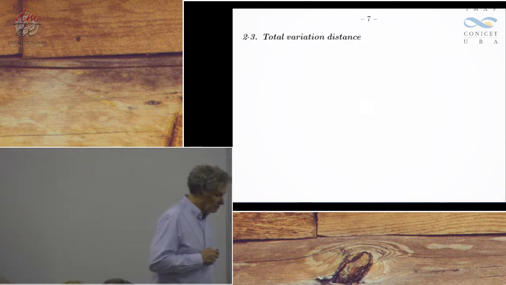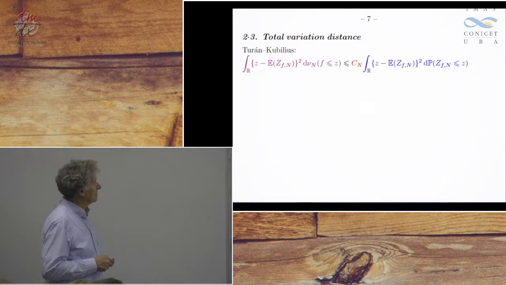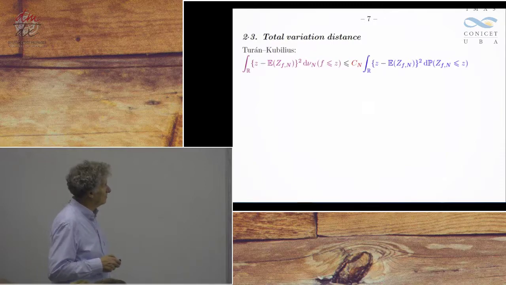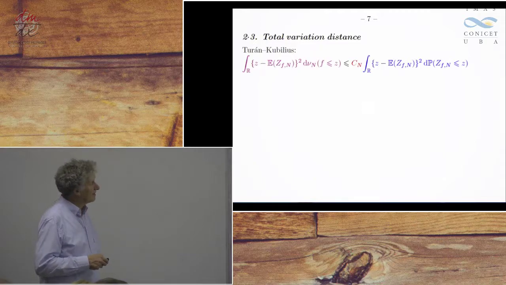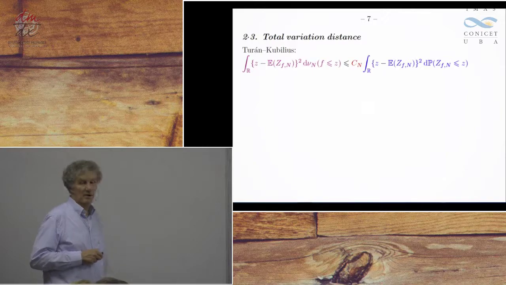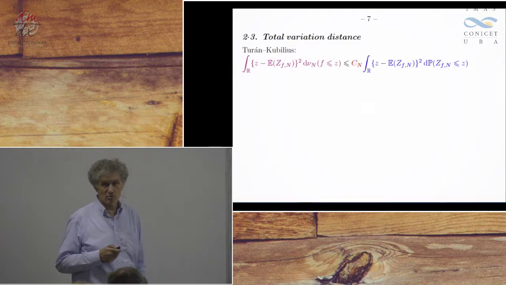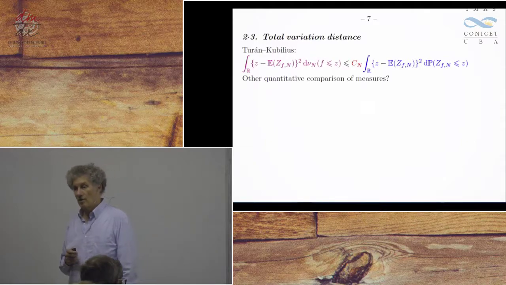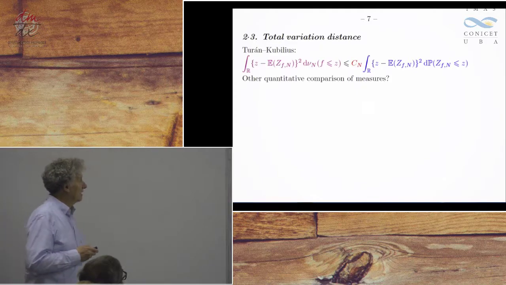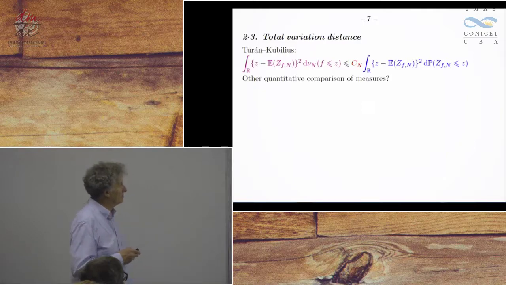Now, total variation distance. So the Turán-Kubilius inequality says that this integral, which is the semi-empiric variance, is bounded by this integral multiplied by a constant Cn, which is uniformly bounded, does not depend on f, and tends to 2. Now, this is, of course, not the only quantitative comparison of measures, and we can think of other ways of comparing the measures.